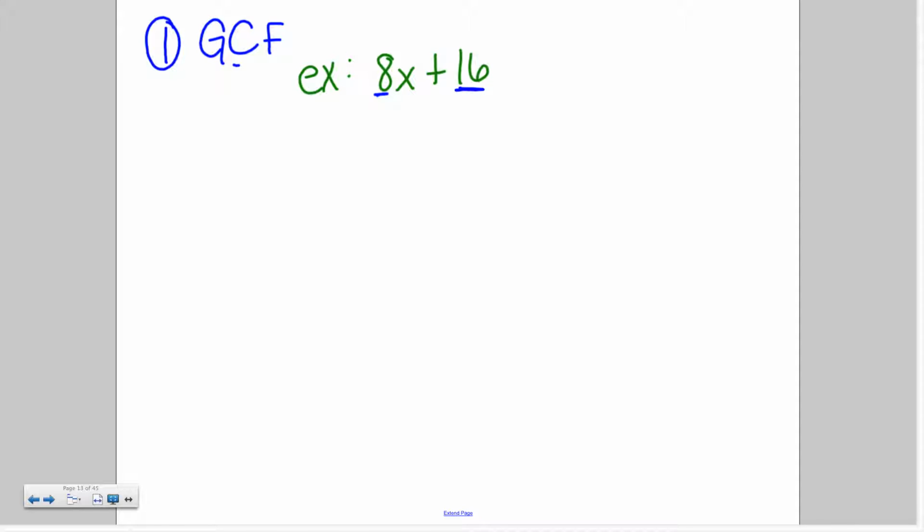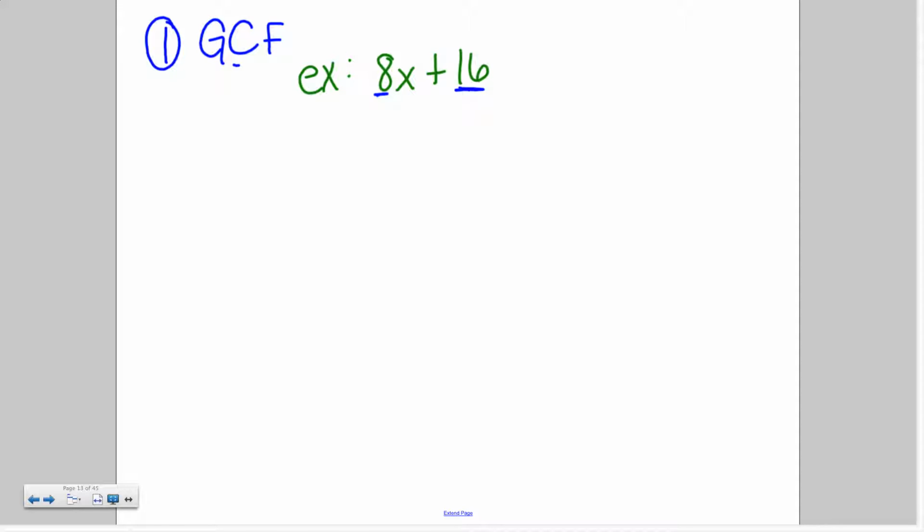But there are 3 ways to actually solve a binomial. The first way is your greatest common factor. All right? So GCF. My example for that is going to be 8x plus 16. So I have a binomial. I need to see what my factors are. I need to factor this out. So I need to find a greatest common factor. I need a factor of 8, and I need a factor of 16.